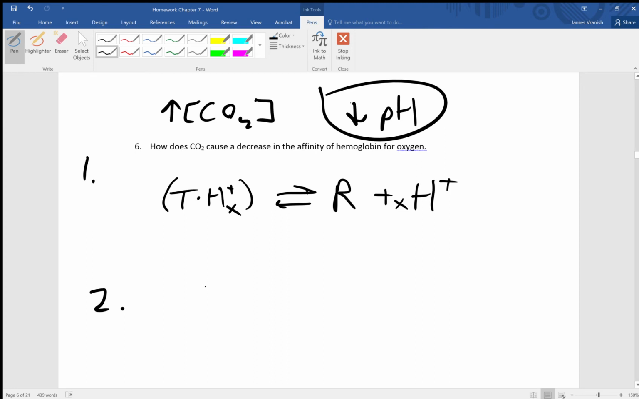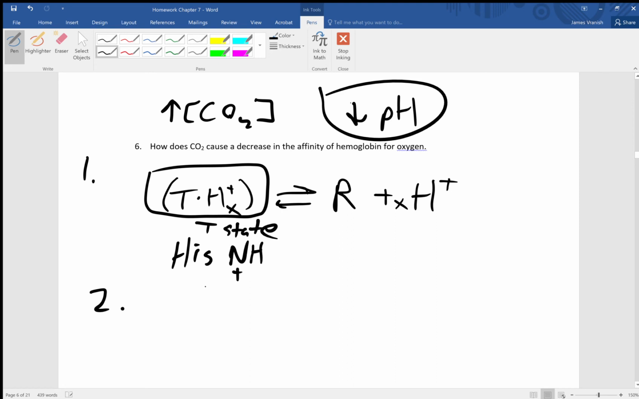Now, why does lower pH matter? If we compare the T state to the R state, the T state of hemoglobin binds more protons. We talked about one example of this. In the T state of hemoglobin, there's a histidine NH, the positively charged part of histidine. I'm not drawing the whole thing here. On the side chain it is really close to a carboxylate, I believe from aspartate, if I recall correctly.